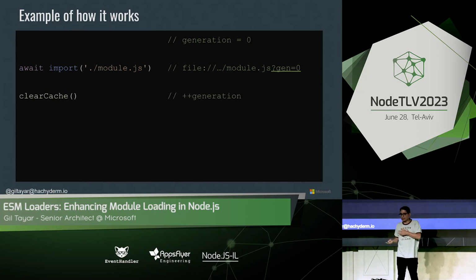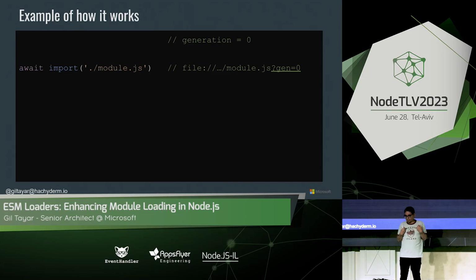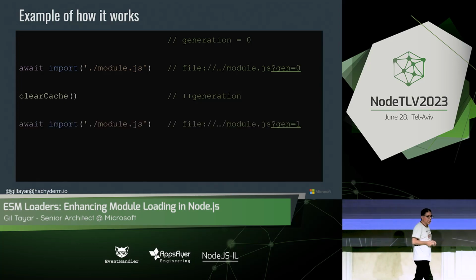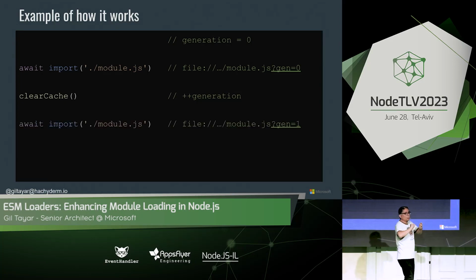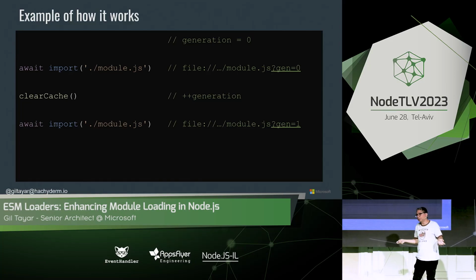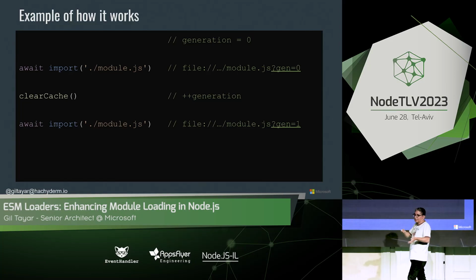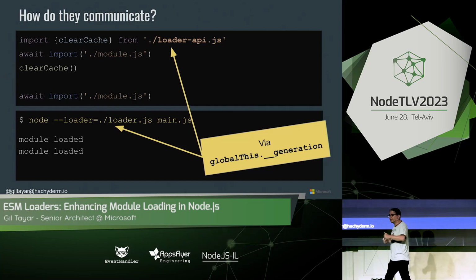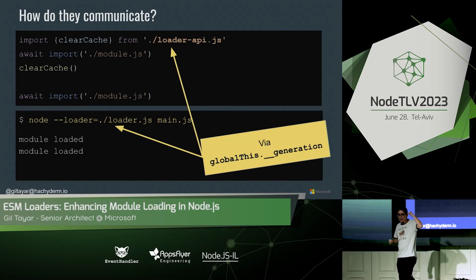Obviously, the import isn't there, so Node will load it. Now, we clear the cache. This increments the generation, and when we import it again, we change the resolved URL, add gen equals 1, and Node.js thinks there are different URLs, so it will reload the module. Don't try this in production, because the other module is still in RAM.